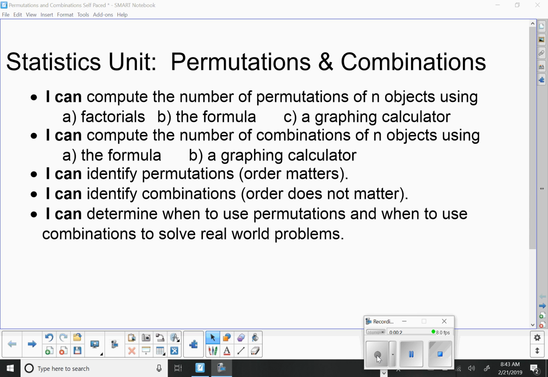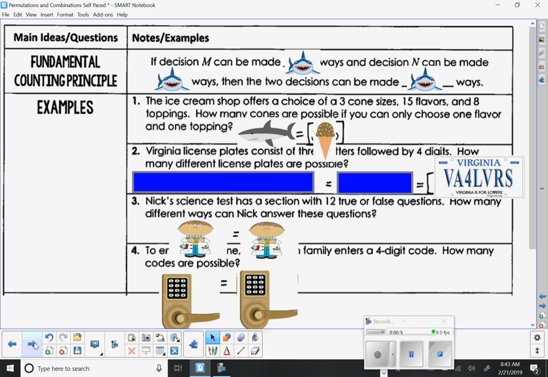Sometimes it's important to just watch and listen and then write. So I'll let you know when you should be doing which. But understand that every bit of information on this presentation is not necessarily something you have to write down. First, you should have your notes. Find your notes, and at the top it should say Fundamental Counting Principle with examples. This you're going to be writing.